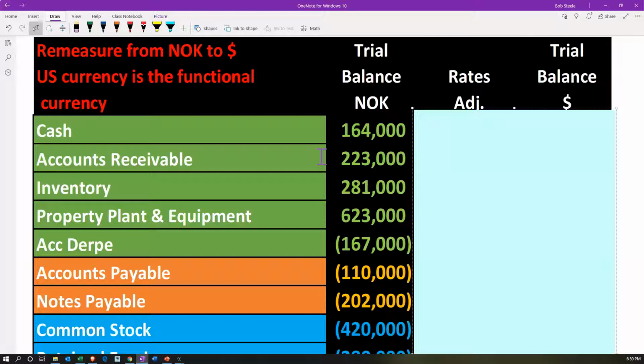But maybe we have some items like property, plant, and equipment. What if that should be done when the purchase took place? Maybe we should use a historical cost, possibly. And it could differ whether we do a translation or a remeasurement. I'm just kind of throwing out different ideas on why we might use different rates.